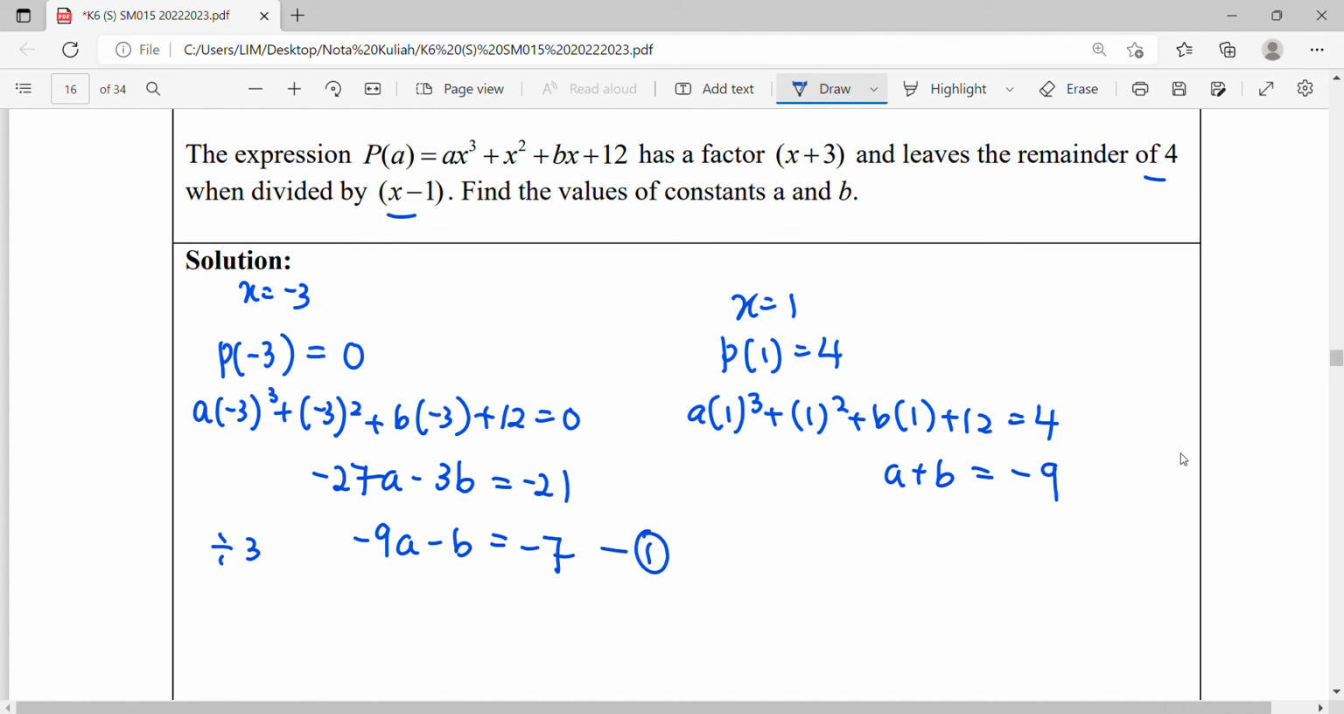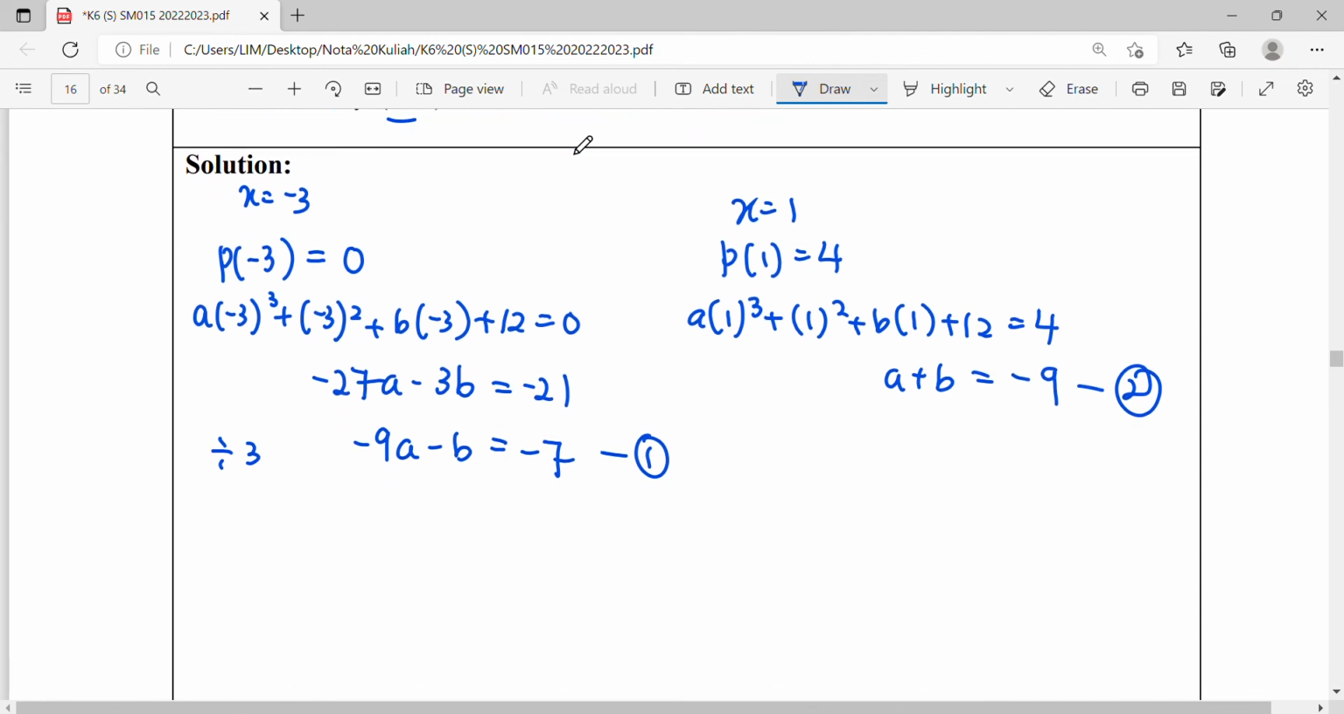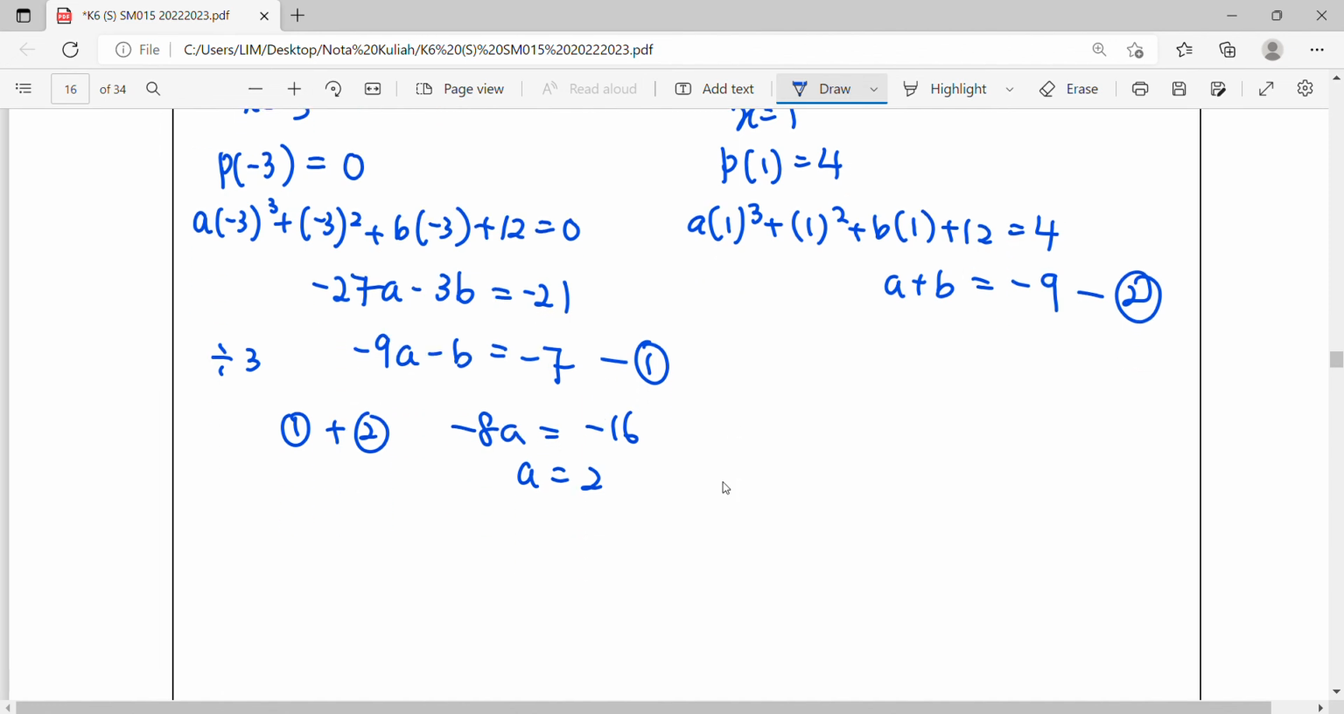Okay, equation 1, equation 2. So what can we do? We can eliminate the unknown b here. One is positive, one is negative. So equation 1 plus equation 2. Negative 8a equals negative 16. A is 2. Then substitute into either one equation. So I pick the easier one. 2 plus b equals to negative 9. B is negative 11.